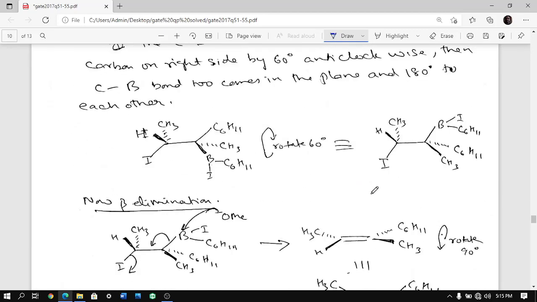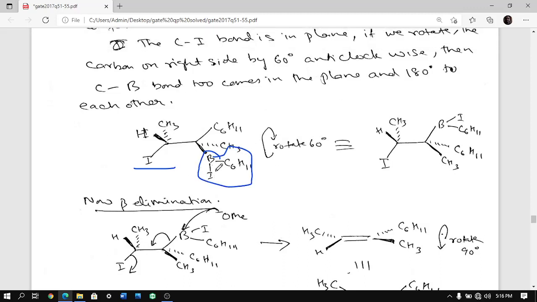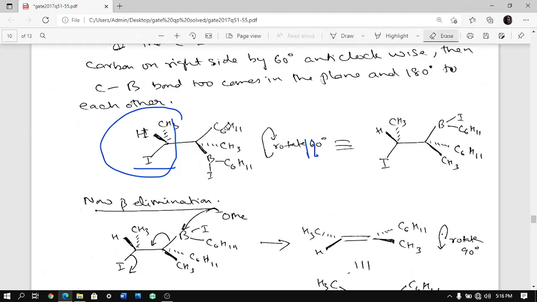And then elimination has to happen. For the elimination to happen, this I is the leaving group and this boron part is also the leaving group. So they both have to be anti-periplanar to each other. That means they both should be at the angle 180 degrees. So what I am doing, I am leaving this part as it is, only holding this part and rotating it and bringing it to the top. By mistake I wrote 60 degrees, should be 120 degrees. So I am rotating it by 120 degrees so that boron goes here, and this C6H11 goes behind and CH3 comes front.